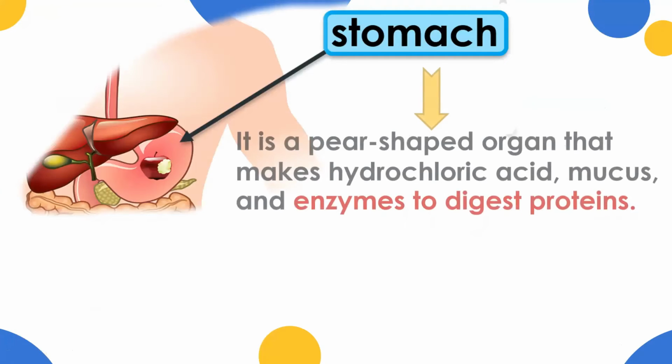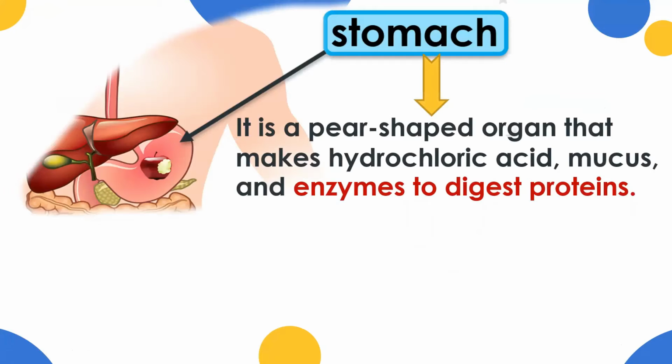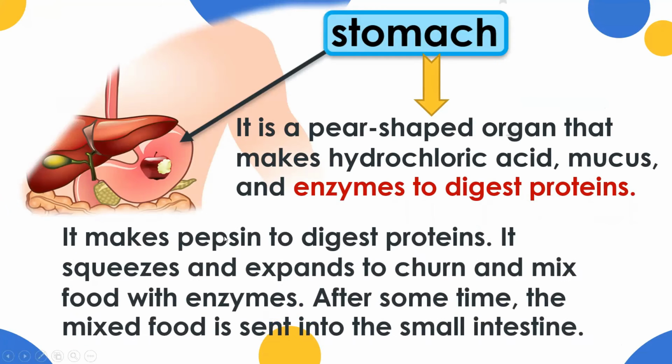Next, we have the stomach. It is a pear-shaped organ that makes hydrochloric acid, mucus, and enzymes to digest proteins. Again, it makes pepsin to digest proteins. So take note that the first digestion happens in the mouth. The second digestion is in the stomach. Okay? So it squeezes and expands to churn and mix food with enzymes. After some time, the mixed food is sent into the small intestine.